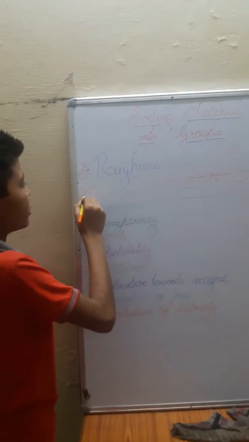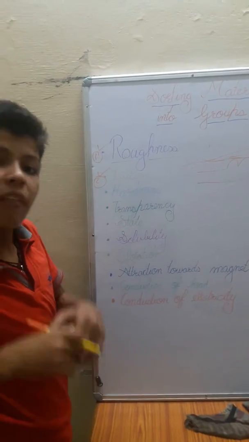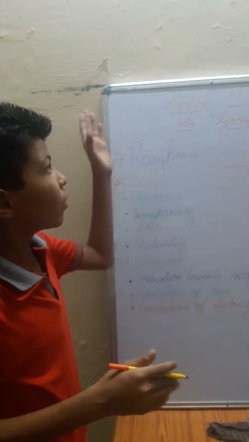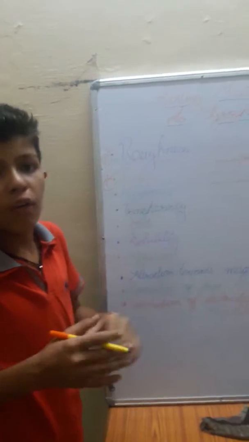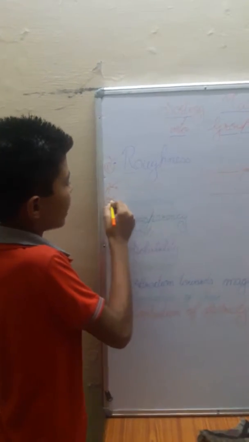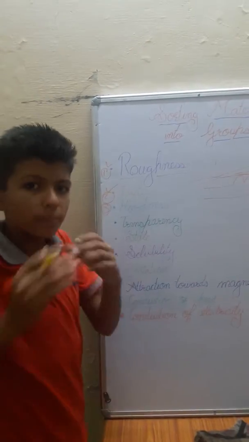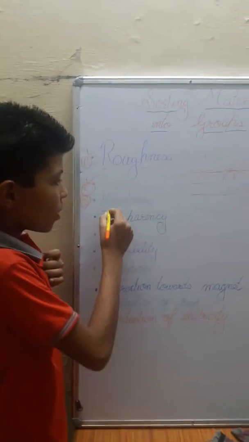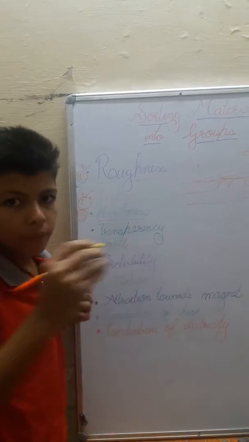Second of all, luster. All the metals have luster. This luster can be used to define the sorting of non-living things. Third, we have hardness. The object can be either hard or soft.